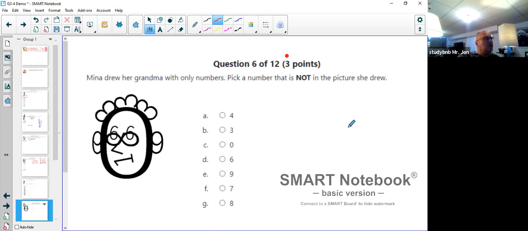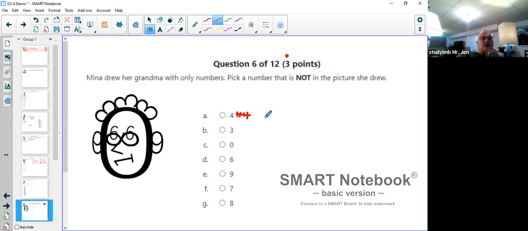Okay, so she made a sketch of her grandmother using numbers. Which one of those numbers is not used is the question. Which number did she not use to make the picture? Jennifer says A. June says A. Andrew, Emmy, Matthew, a lot of people saying A. Sophia says A also.